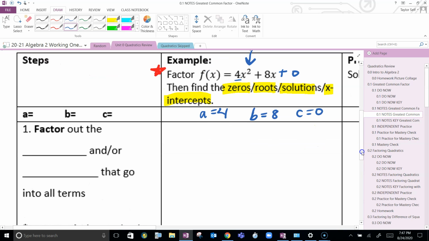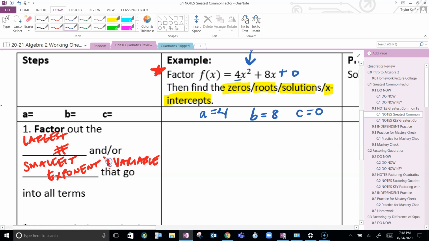So to factor out the GCF, you're going to factor out the largest number and the smallest exponent and variable. Variable just means letter. So we're going to take out the largest number that goes into all parts and the smallest exponent that goes into all parts. So let's start.